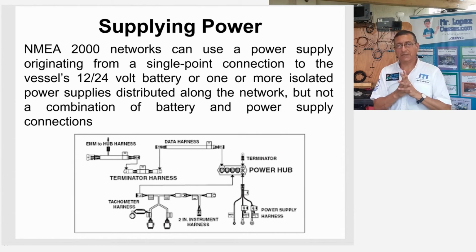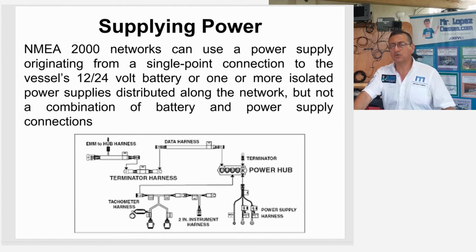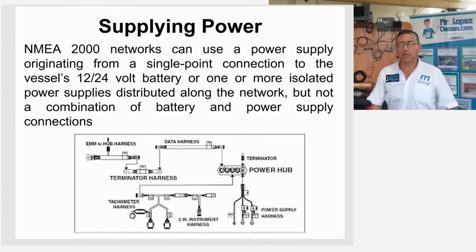The sources of power. This is the other important thing that I need to be clear. The majority of our boats, yachts and mega yachts and pleasure boats are configured in 12 volts or 24 volts. Yes, you can configure the backbone in 12 or 24. That's your decision depending on the specific configuration of your boat. NMEA 2000 networks can use a power supply originating from a single point connection to the vessel's 12 or 24 volts battery, or one or more isolated power supplies along the network, but not a combination of battery and power supply connection. Okay, this is very important.